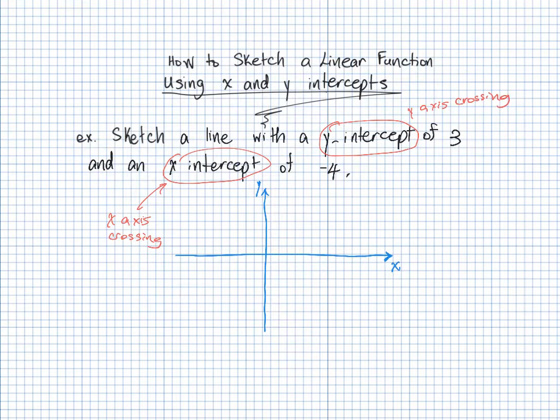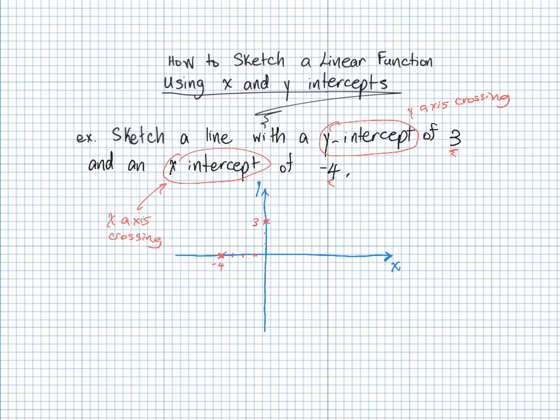Okay, so we know from this question that we want a line that is passing through the y-axis at 3 and the x-axis at -4. So we can go ahead and look at our axes. First, let's look at our y-axis. On our y-axis, we have 1, 2, and 3. So that right here is our y-intercept. And on our x-axis, we have -1, -2, -3, and -4. So this point right here is our x-intercept.